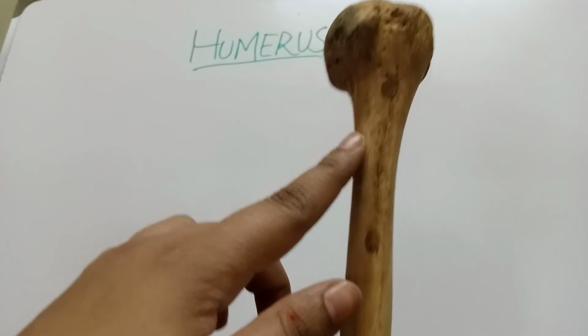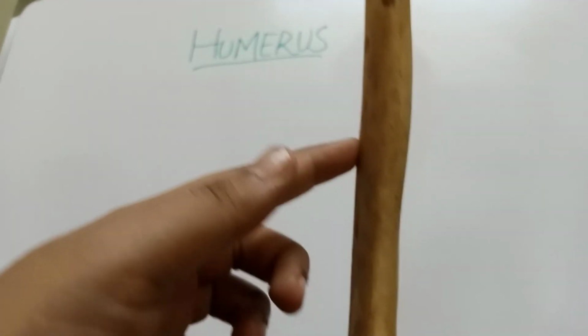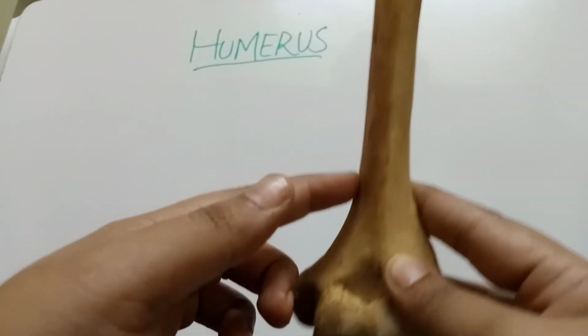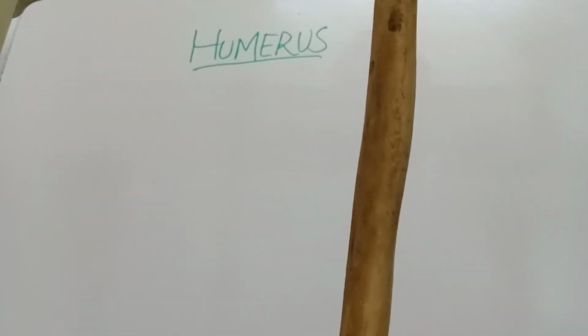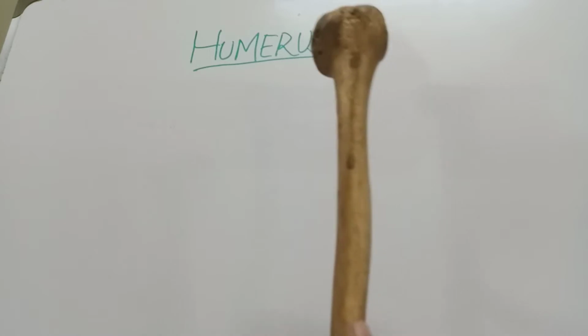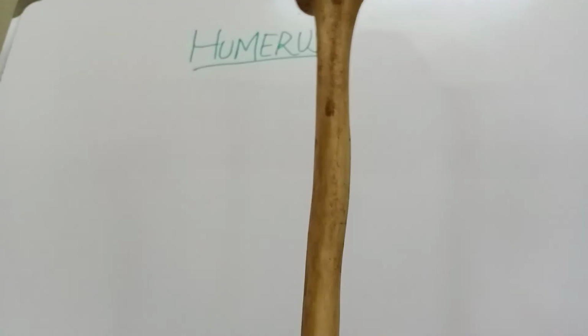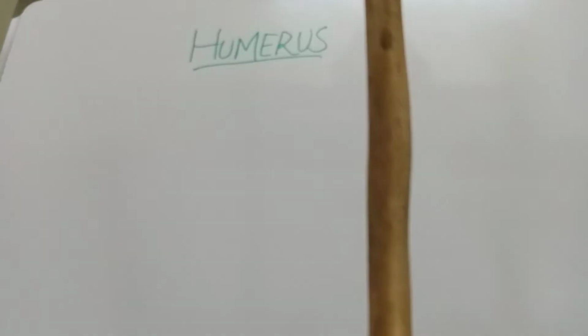The medial border starts from the medial lip of the intertubercular sulcus and it projects downward to the medial supracondylar ridge. This is called the medial border. Three borders: anterior border, lateral border, and the medial border.